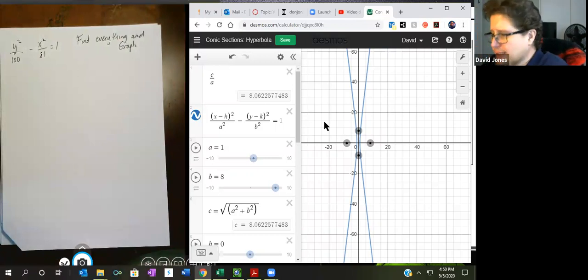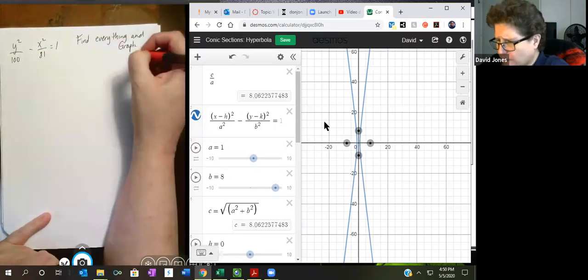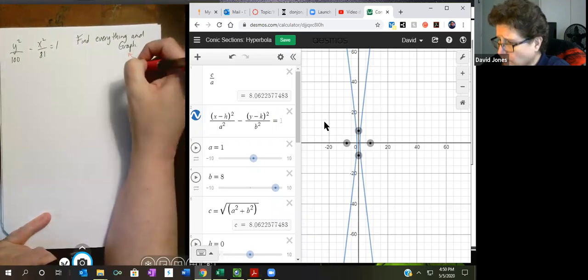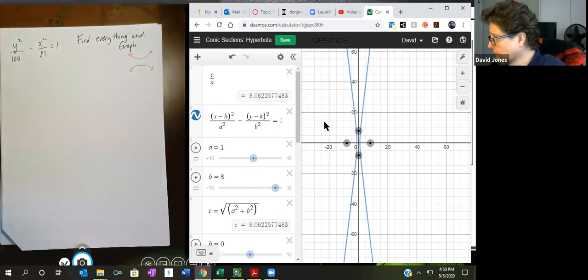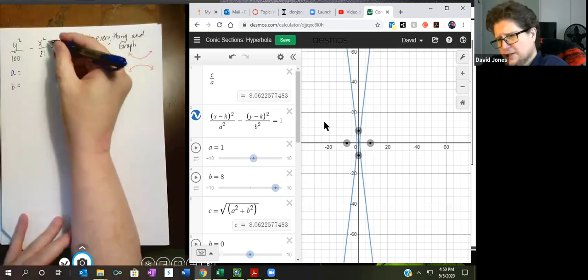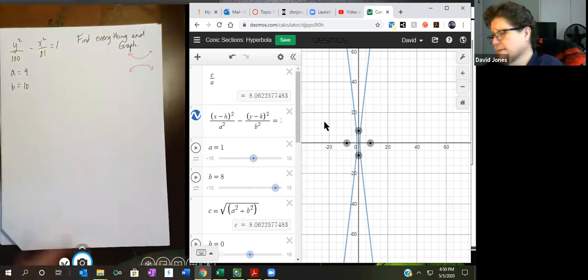Okay, I'll assume you paused it. Which way is it opening? The y term is the one in front. It's the positive one. It's opening up and down. What's A and B? A is the square root of the one under x. Square root of 81 is 9. The square root of 100 is 10.